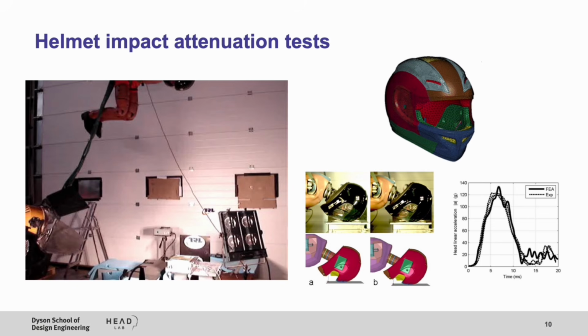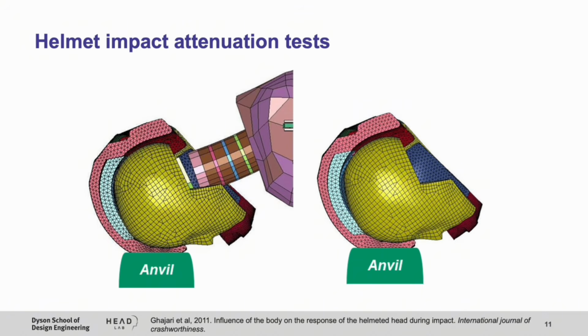And then we also looked at head linear acceleration. This is the resultant acceleration, three experiments, and then the FE prediction, which actually predicts the experimental data pretty well. So with the validated model, then I looked at what happens if we exclude the rest of the body.